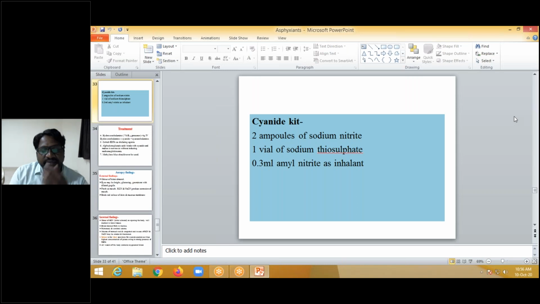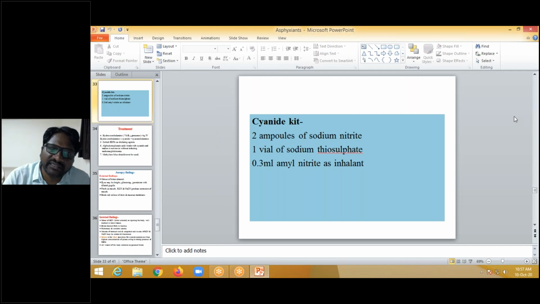So come to the cyanide kit. Generally, whenever a person is exposed to the gas, or some people may want to take the cyanide as an injection, the cyanide kit consists of 2 ampules of sodium nitrite, 1 vial of sodium thiosulfate, and 0.3 ml of amyl nitrite as an inhalant.